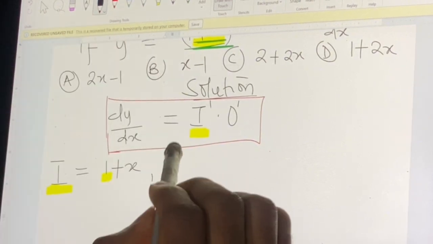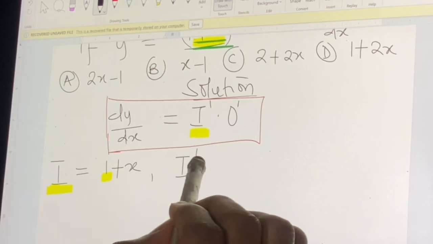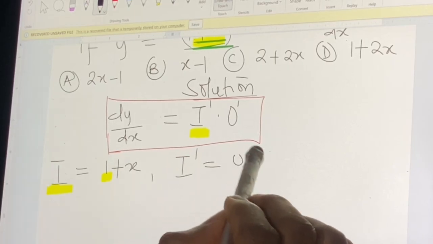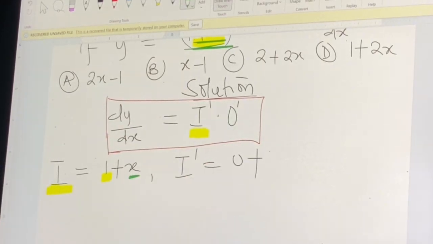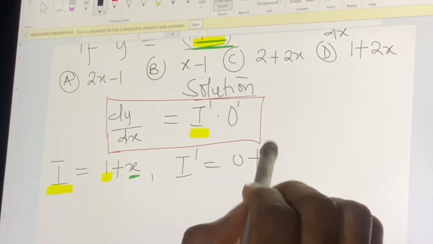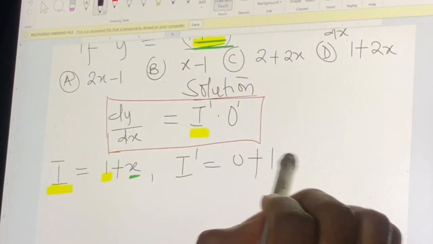So I'll have this to be 0. That is the inner derivative here, which will equal plus 0 plus. Differentiate this guy here, this s here. I will have this to be 1. Please take note. So I'll have this guy here to be 1. So 0 plus 1 will give us 1.